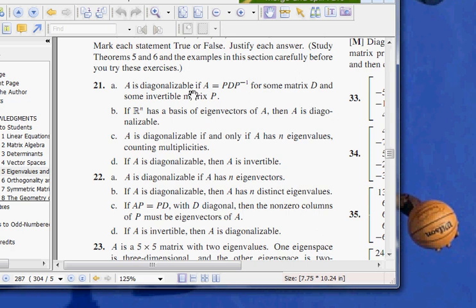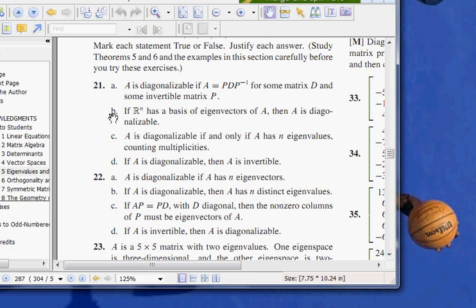A is diagonalizable if A equals P times D times P inverse for some matrix D and some invertible matrix P. Well, is this true or false? Well, this one is kind of trivial, but based on a technicality, this is false. The reason why this is false is because the symbol D does not automatically denote a diagonal matrix, okay? This D could stand for some other matrix that's not the diagonal matrix, and therefore this is why the statement is false. And honestly, that's a trivial thing, but it is what it is.